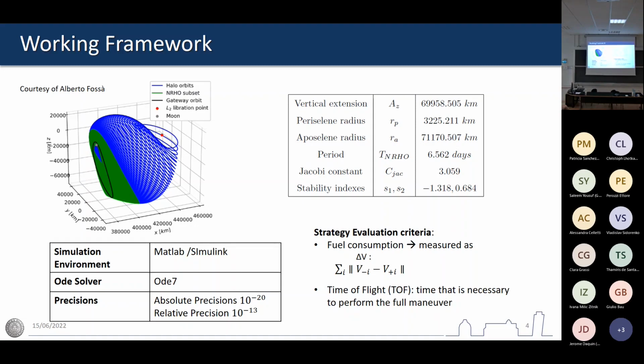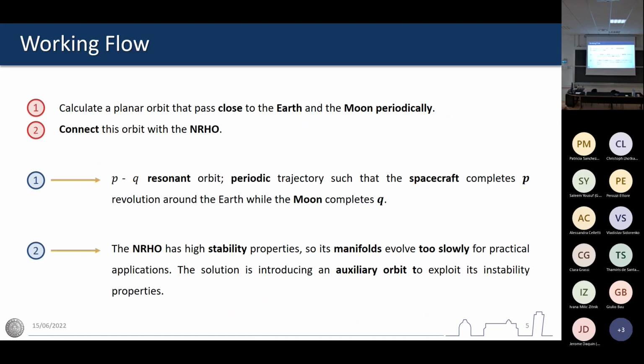For this work, I will evaluate the goodness of the strategy in terms of fuel consumption, so delta V consumption, and time of flight. I want to save fuel to go back and forth more, and I want to go back and forth as fast as possible. The idea is to find a resonant periodic orbit that connects the Earth and the proximity of the Moon.